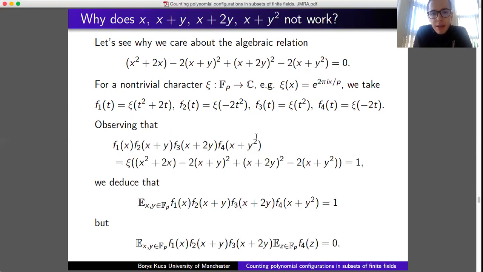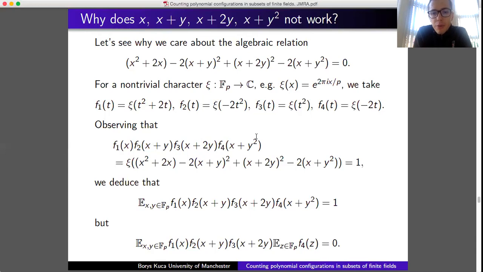Psi is a multiplicative function. Therefore, if we take the product of f1 through f4 evaluated at the terms of the progression, then this is the same as psi of the algebraic relation given above. And since this algebraic relation sums up to zero, what we get here is psi of zero, which is just one. And therefore, the counting operator for this choice of functions will just be one.